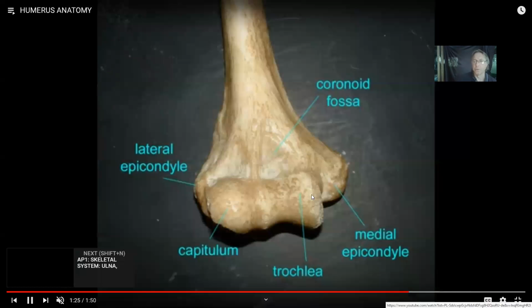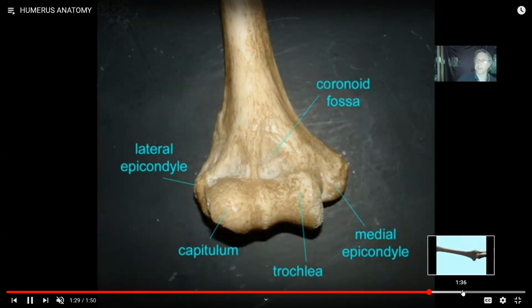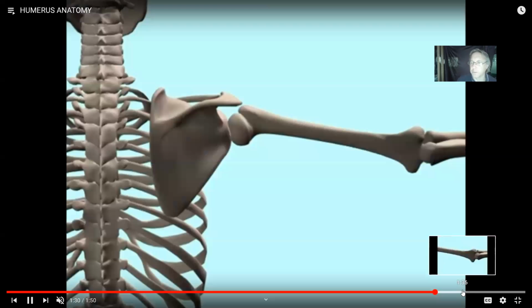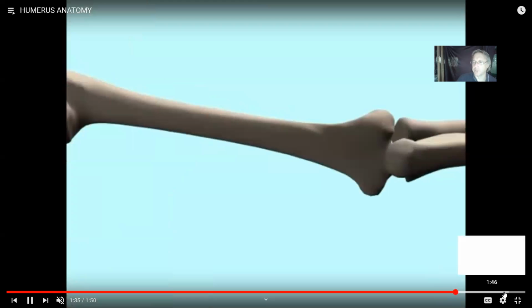And if you ever struggled with how to remember which is which, once you orient yourself on the humerus and you know that this is medial and this is lateral, the trochlea must articulate with the ulna, which has a trochlear notch, and it's the medial bone. The lateral bone, the capitulum, has a round head, and the head wears a cap. So you could say that the head of the radius articulates with the capitulum.